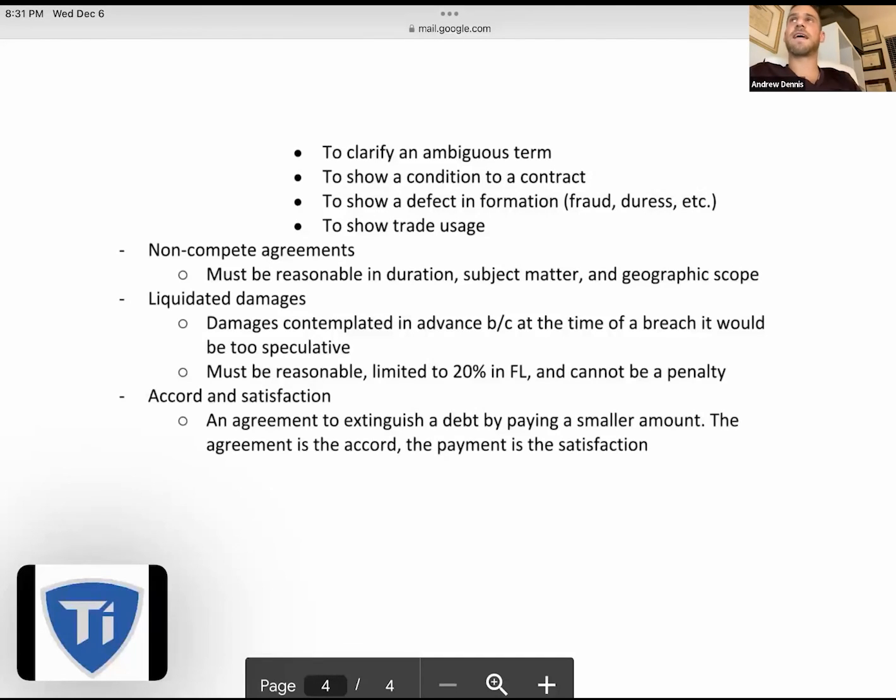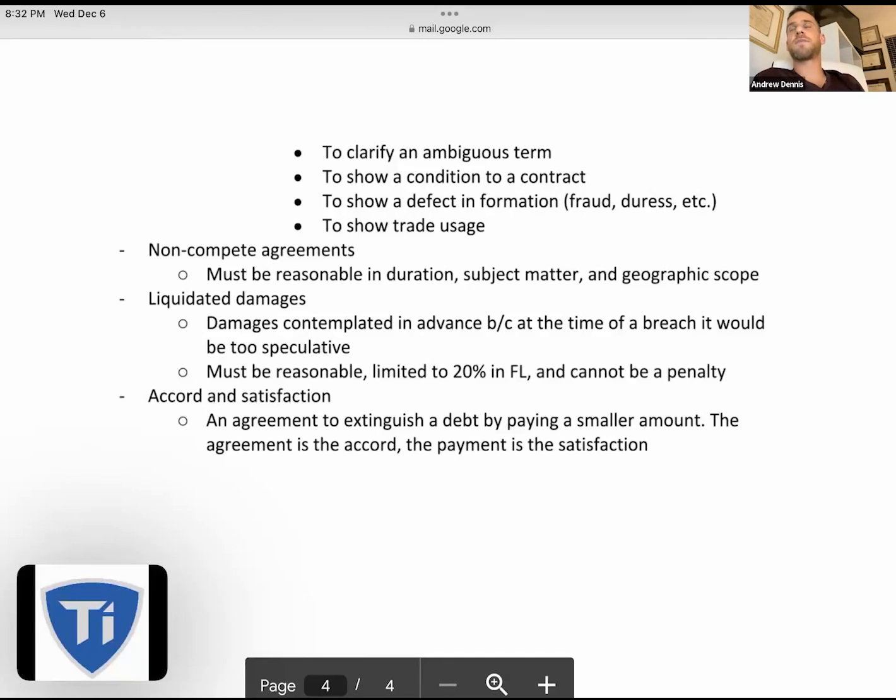And then liquidated damages. So liquidated damages are damages that are contemplated ahead of time when they'd be too difficult to measure because they'd be too speculative in the amount, in the event of a breach. Think of construction contracts. We have someone doing the lighting, someone doing the roofing, someone doing the flooring. Well, we can't do the flooring until the lighting's in. So the delay liquidation clause in the contract would be for any day of delay, $500 for the lighting guy.